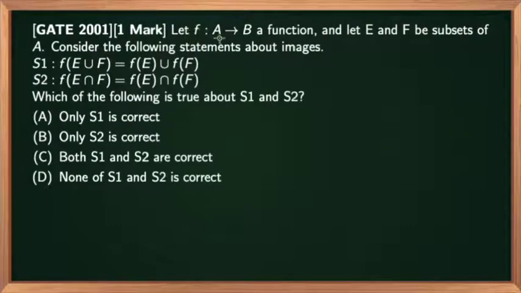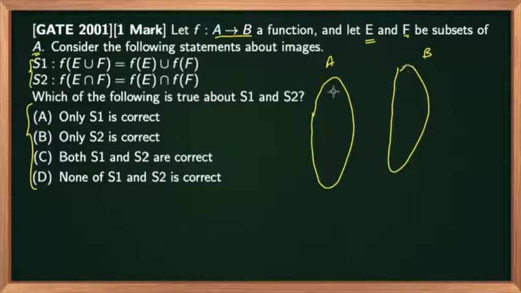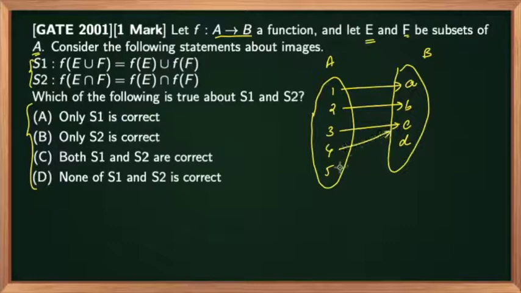Let f be a function from set A to B. E and F are subsets of A. Now consider the following two statements about the images. Now we have to find the choices which are correct. So maybe we'll see an example, to see what this expression means. So let's assume you have A and B, and let's assume you have 1, 2, 3, 4, 5 here, and you have a, b, c, or maybe d here, and let's assume the mapping is straightforward, maybe like this.